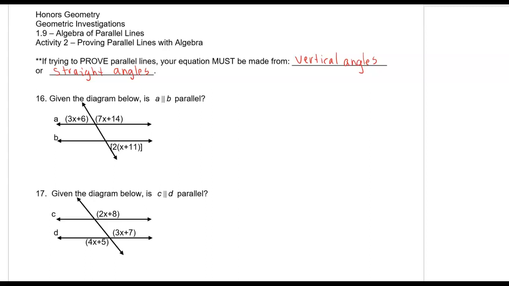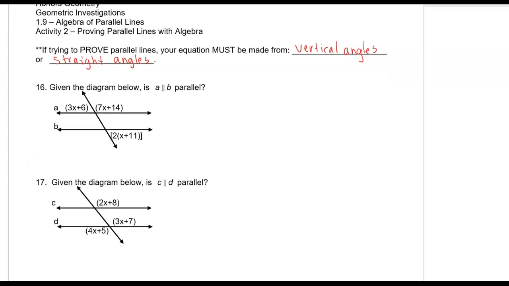Number 16. Is A parallel to B? We don't know if they're parallel yet, so you can't look at this angle and this angle. Those two angles are actually same side exterior angles. If the lines were parallel, then they would be supplementary, but we don't know yet if they're parallel. So you have to look for the straight angle in this picture. Make up your equation from the straight angle. 3x plus 6 is supplementary to 7x plus 14. So if you add those up, set them equal to 180, and then solve.